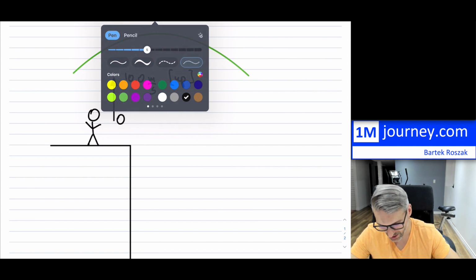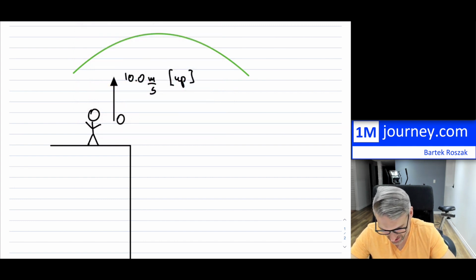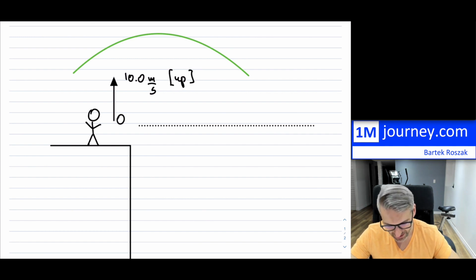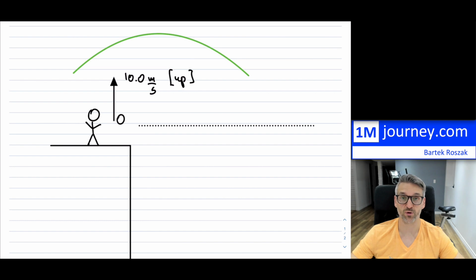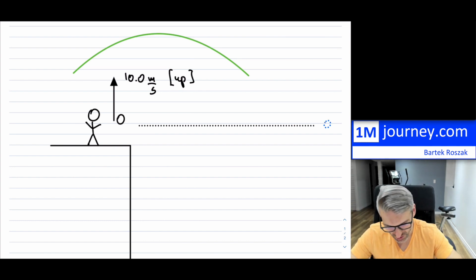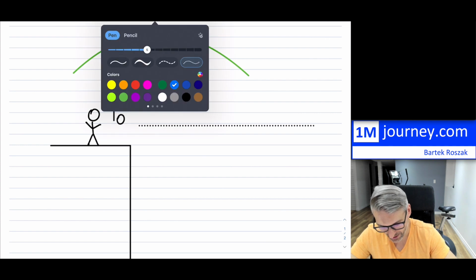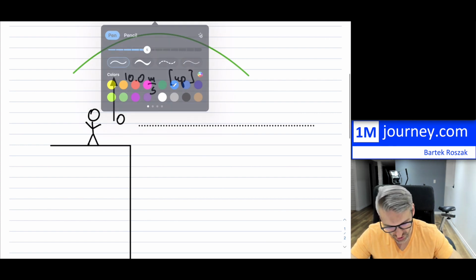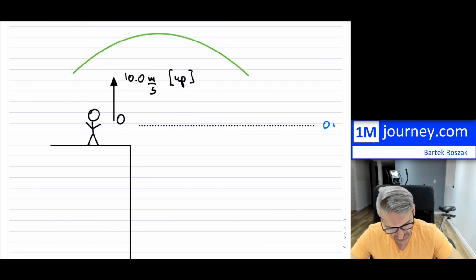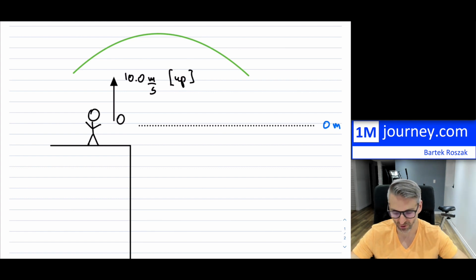So where does 0 start? I guess 0 is going to start right from the point where it is tossed up. So let's make this the reference. This would have been 0 in terms of your reference for position. So it's being tossed, and this is 0 meters right there.